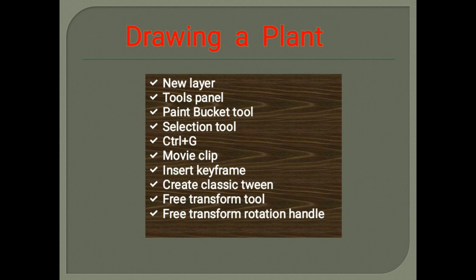Step 10, rotate the flower in clockwise direction using the free transform rotation handle. Step 11, drag the playhead to frame 11 and click on the flower. Now rotate the flower in anti-clockwise direction using the rotation handle.